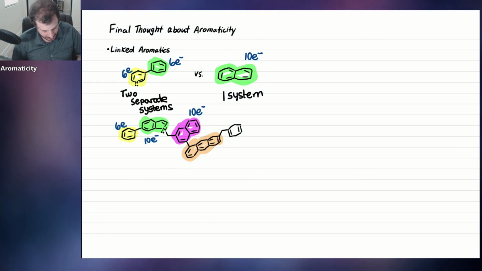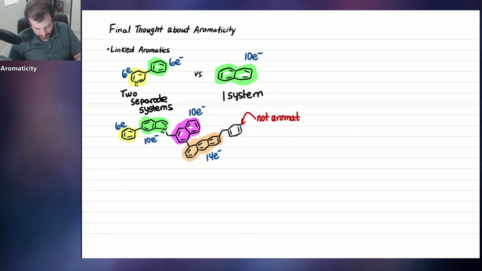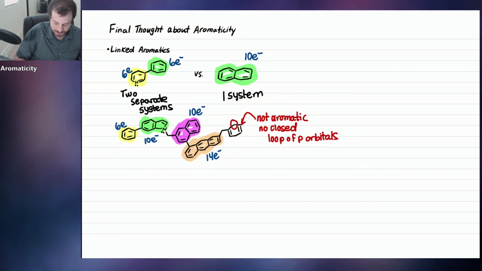And what about this big guy? 1, 2, 3, 4, 5, 6, 7, 8, 9, 10, 11, 12, 13, 14. 14, it's an even number, not divisible by 4. So that'll be 14 electrons. That's aromatic. And then this guy is not aromatic at all. No closed loop of p orbitals because we have some sp3 hybridized carbons in there.